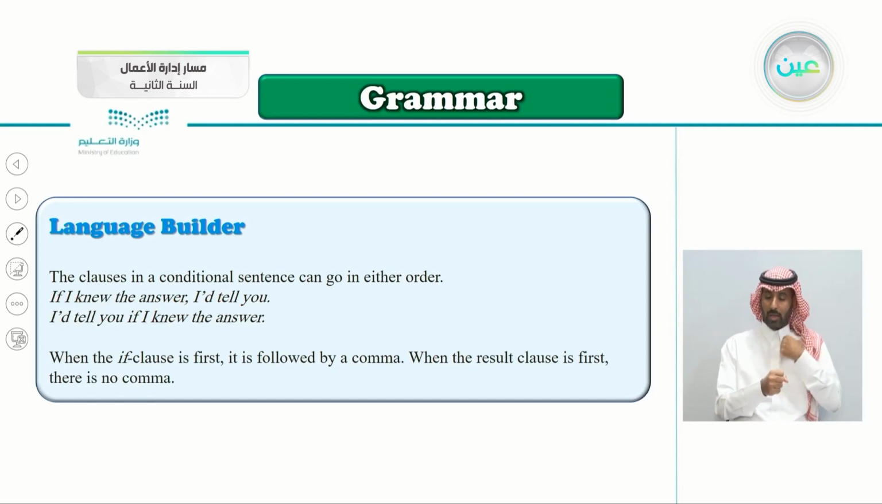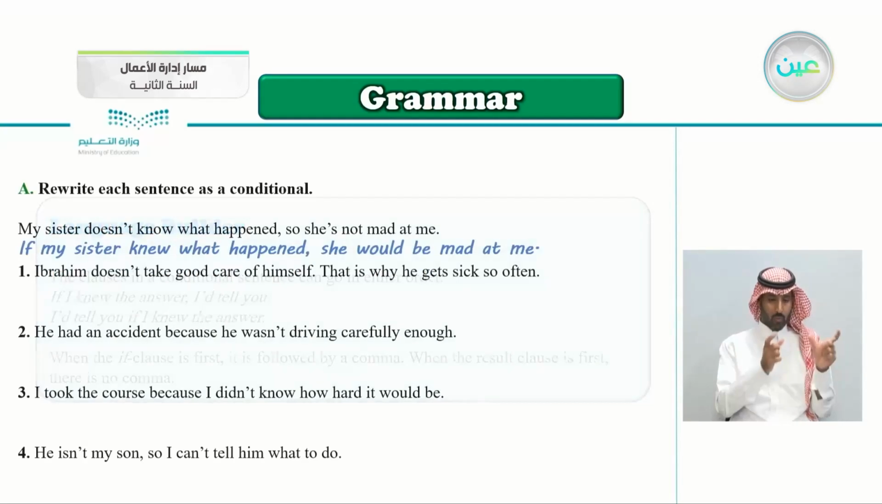But if you begin with the result clause, don't put the comma. This is one whole sentence. If you begin with the if clause, when you finish the if clause, put the comma, then continue with the main clause. So you can change the clauses as you like, but if you begin with the result clause or the main clause, this is one whole sentence. When the if clause is first, it is followed by a comma, just like we said. When the result clause is first, there is no comma.